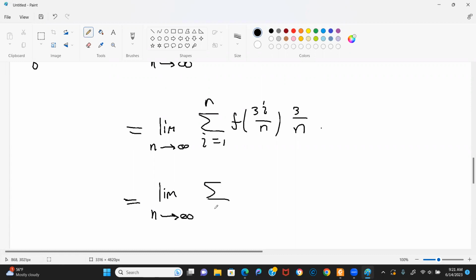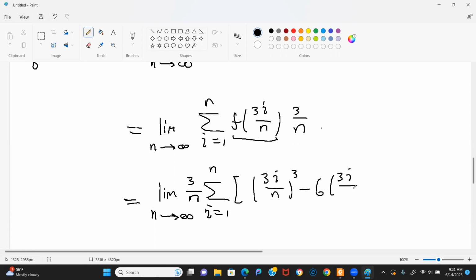So now we're going to plug in, we're going to evaluate our function at 3i over n. And first of all, we have this constant right here. Notice that this right here doesn't involve i. The variable for this sum is i. So we can factor that out right there. So we're going to have 3 over n. And then we're going to evaluate this. This is going to be 3i over n cubed minus 6 times 3i over n.